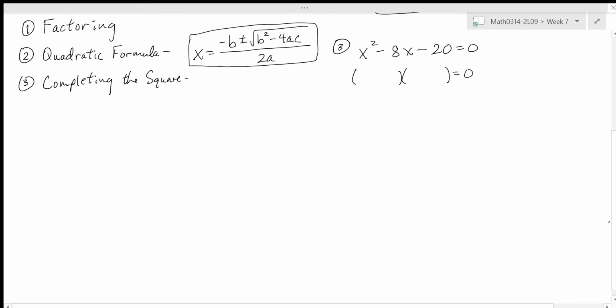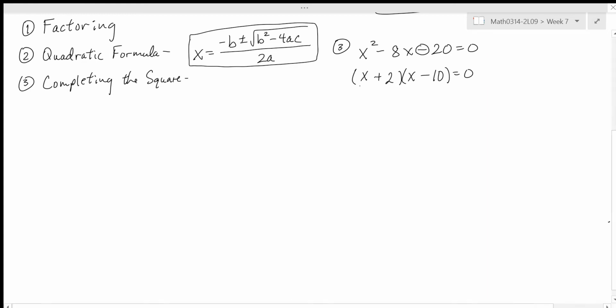So can you read the signs? Minus at the back makes them opposite. X and x to make x squared. And the numbers that multiply to make 20 and subtract to make 8. 10 and 2. And does everybody understand the 10 has to go with the minus? Because 2 minus 10 is -8. Isn't that great?